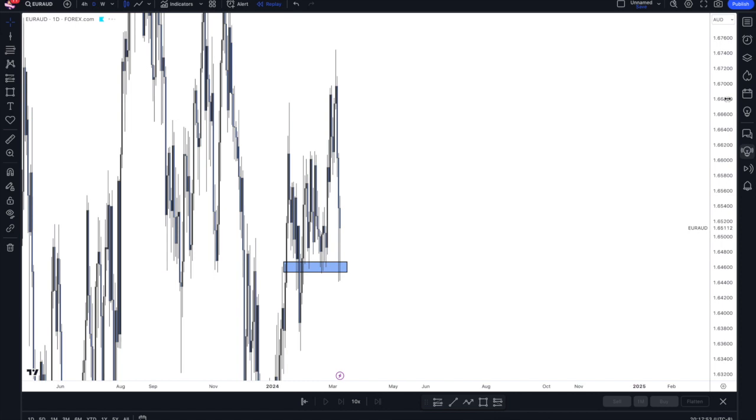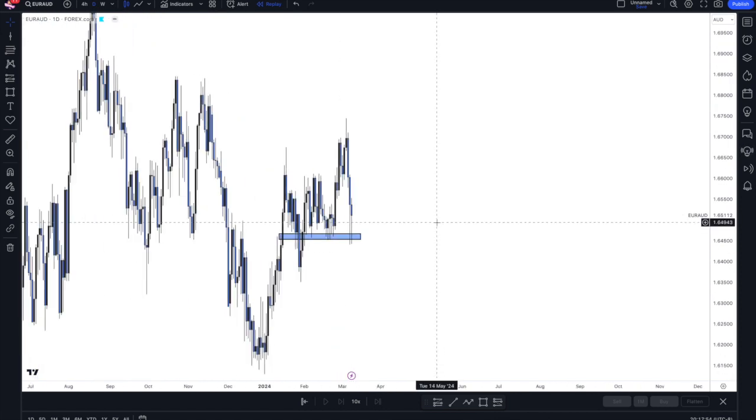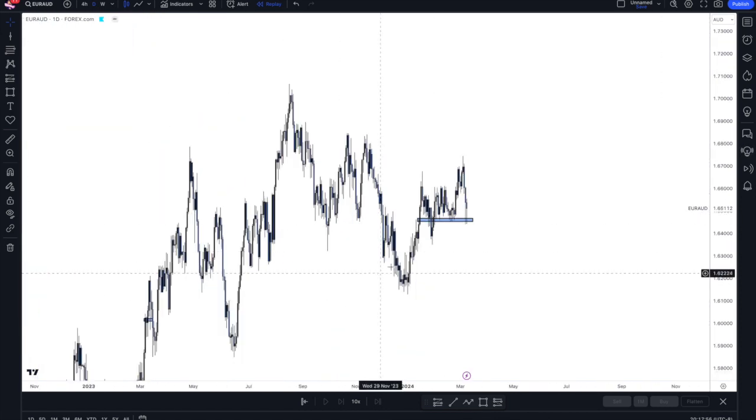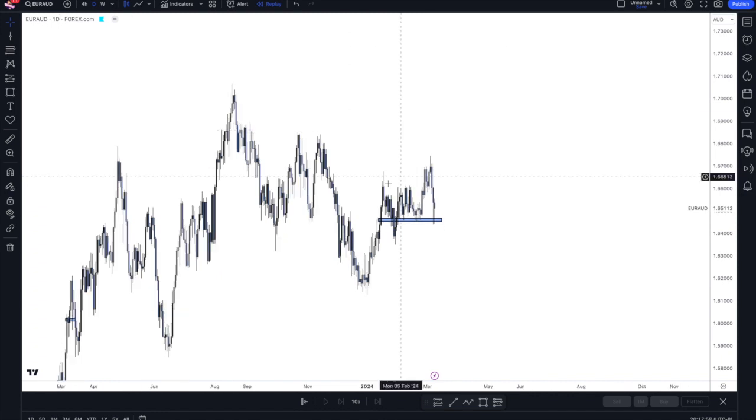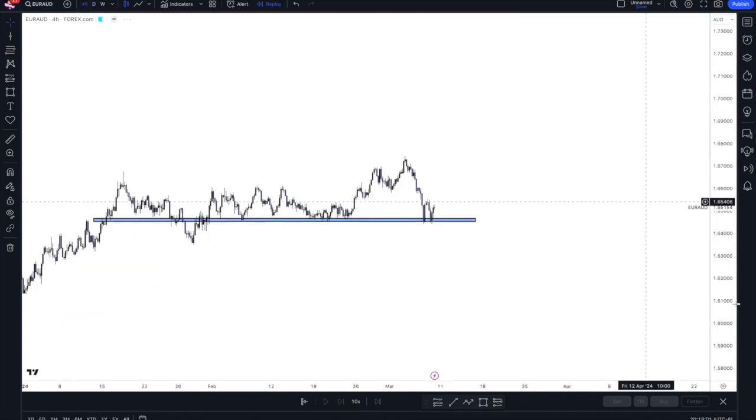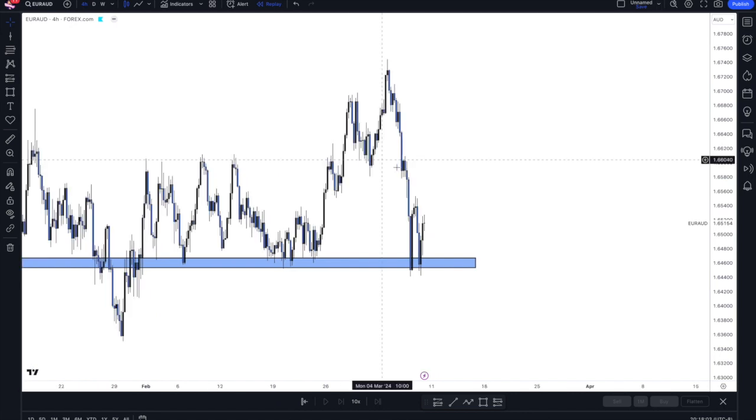Oh, and I also took buys on EA. Price was going up. I bought at this big daily level, this big daily level, and I bought right here.